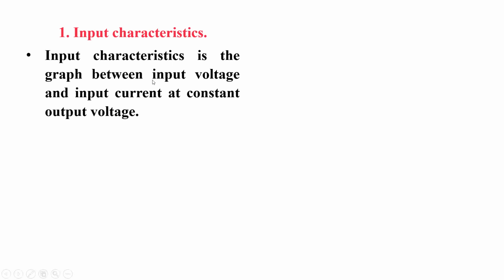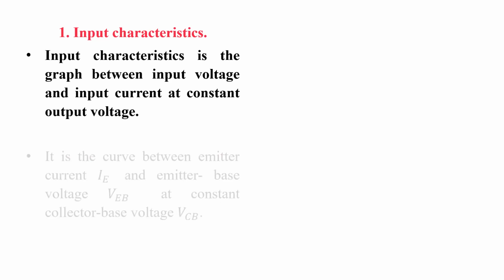While studying the input voltage versus input current, the output voltage should be kept constant because we are focusing on the input VI characteristics. At that time, there should not be any change in the output because input and output are interrelated. If the output voltage changes, that will influence the input characteristics. That is the reason why, while studying the input characteristics, the output voltage should be kept constant.